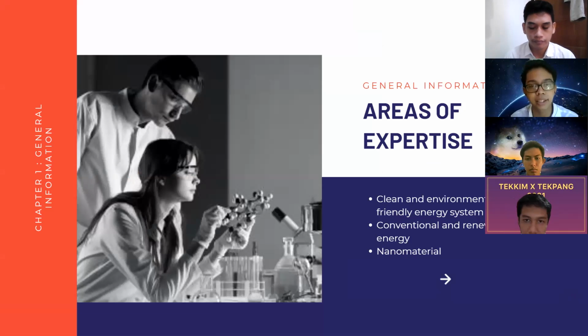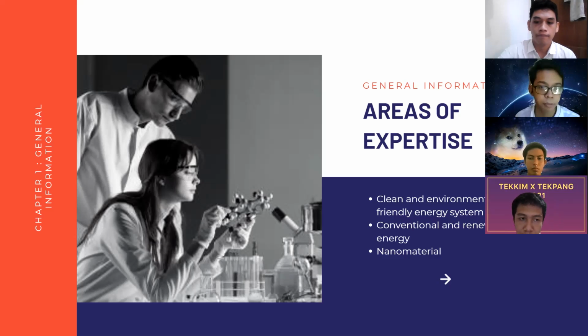These are the areas of expertise. So the chemical engineering student will have expertise in three areas. The first is clean and environmentally friendly energy systems. We cannot ignore the environmental effect, so we have to work on conventional and renewable energy. And also we are currently doing research on nanomaterials. Please next.